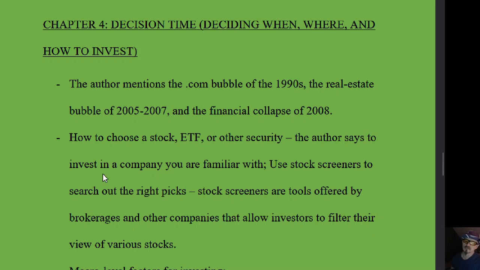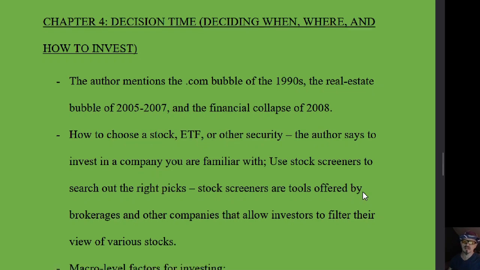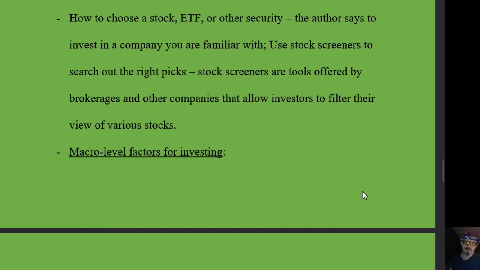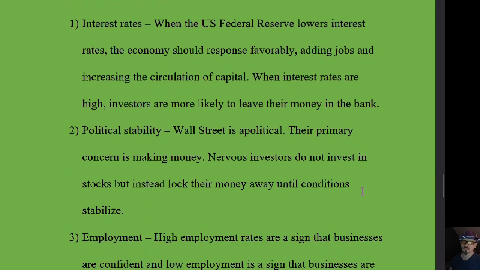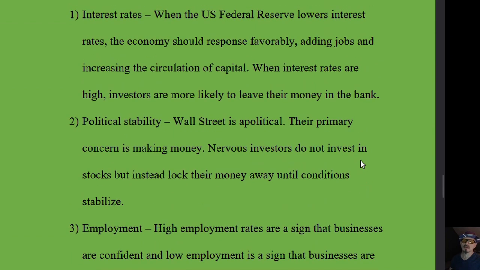The author says to invest in a company that you are familiar with. Use stock screeners to search out the right picks. These stock screeners are tools offered by brokerages and other companies that allow investors to filter their view of various stocks. And you have macro level factors for investing, like interest rates. When the U.S. Federal Reserve lowers interest rates, the economy should respond favorably by adding jobs and increasing the circulation of capital. When interest rates are high, investors are more likely to leave their money in the bank.